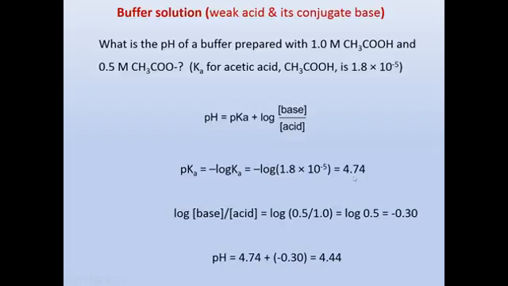Now we know the pKa and we know the log of the base over acid. So then the pH is 4.74 plus that negative 0.3. In this instance, the solution has a pH of 4.44.